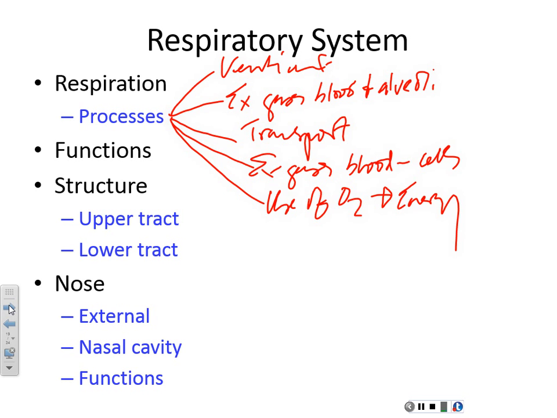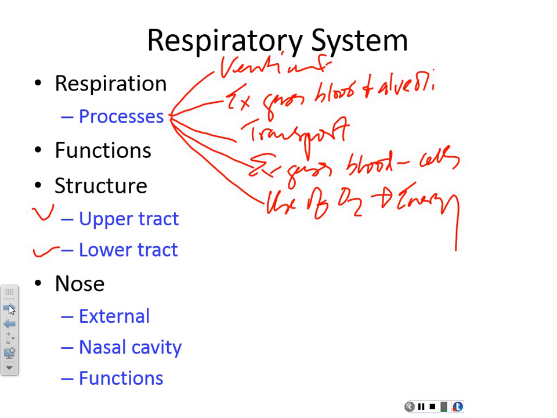And then, of course, it's split into two. We've got the upper respiratory system, which includes the nose, the nasal cavity, the pharynx, the throat, and so forth, and then the larynx. And then the lower, which is the trachea and all that stuff, which includes the tracheobronchial tree, which is like an inverted tree.